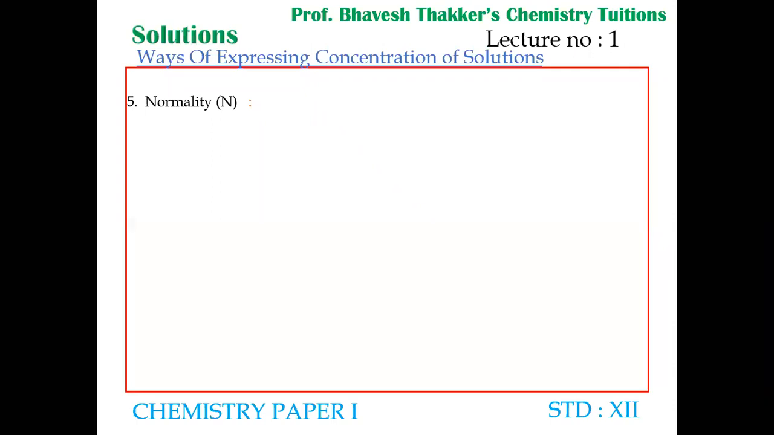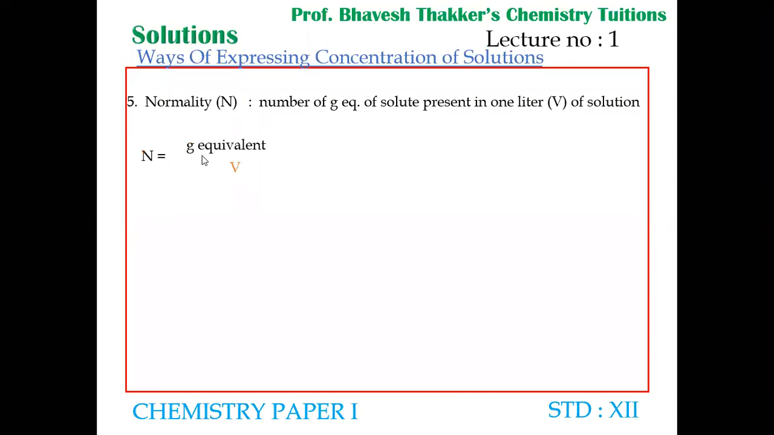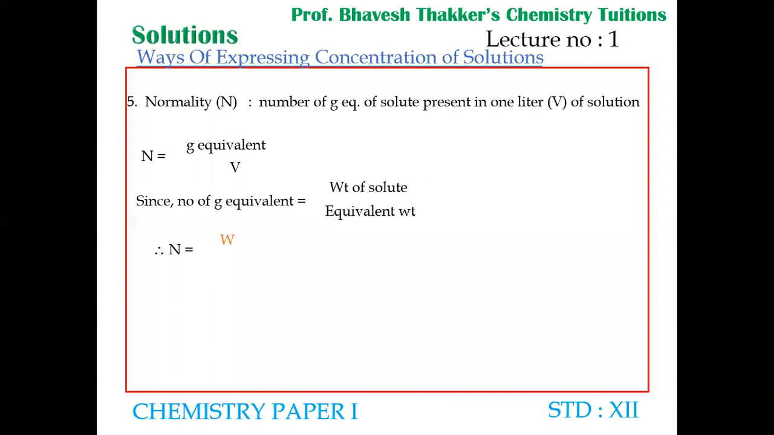Now normality is the number of gram equivalents of solute present in 1 liter of solution. Normality is gram equivalent upon the volume of solution in liters. Now what is gram equivalent? Gram equivalent is mass upon equivalent mass. Now how to calculate equivalent mass? Equivalent mass depends upon whether it is an acid, base or salt. If it is an acid, then it depends on how many replaceable hydrogen ions it produces. For a base, how many OH ions it produces, and for a salt, how much positive charge it carries.